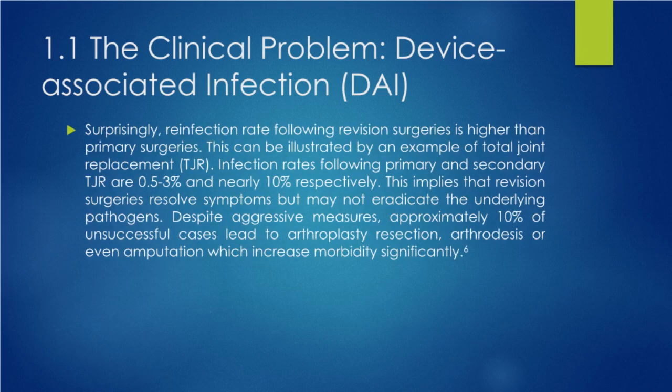Surprisingly, reinfection rate following revision surgeries is higher than primary surgeries. This can be illustrated by an example of total joint replacement (TJR). Infection rates following primary and secondary TJR are 0.5 to 3% and nearly 10% respectively. This implies that revision surgeries resolve symptoms but may not eradicate the underlying pathogens. Despite aggressive measures, approximately 10% of unsuccessful cases lead to arthroplasty resection, arthrodesis or even amputation, which increase morbidity significantly.